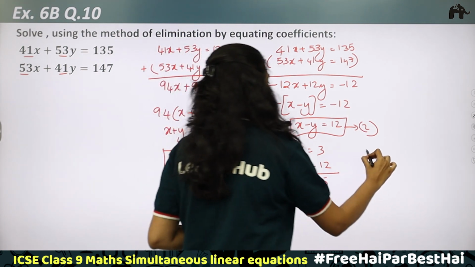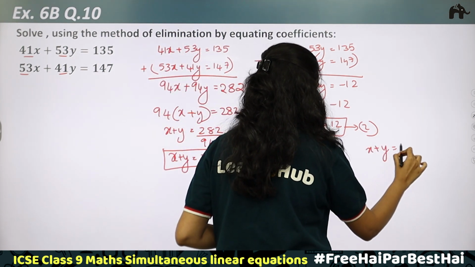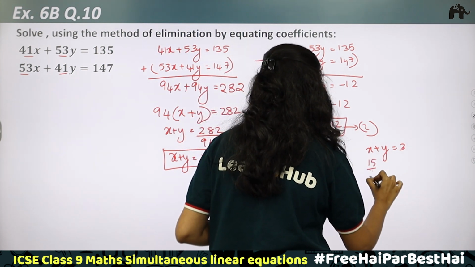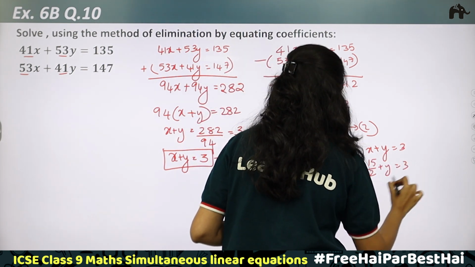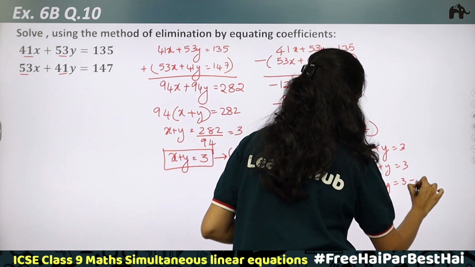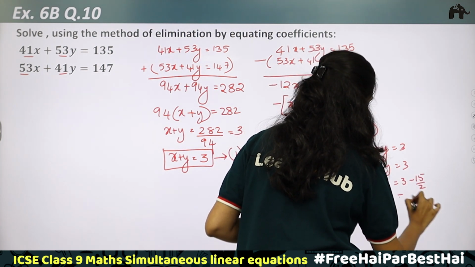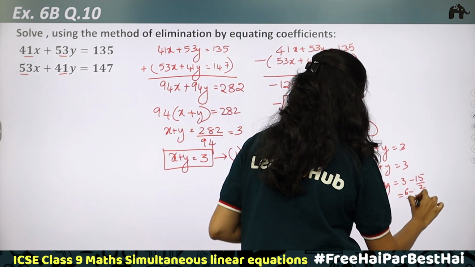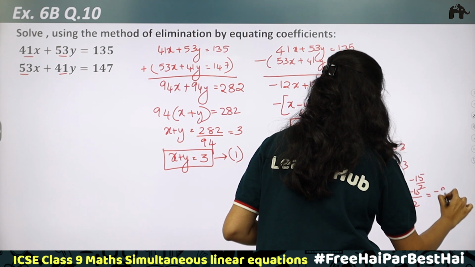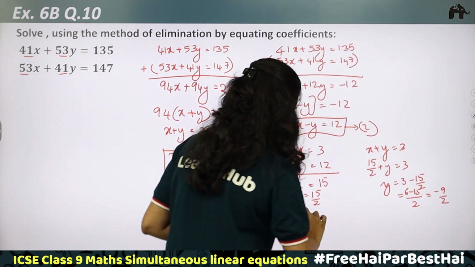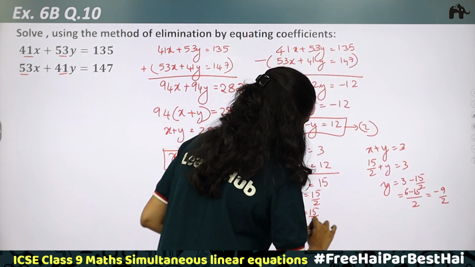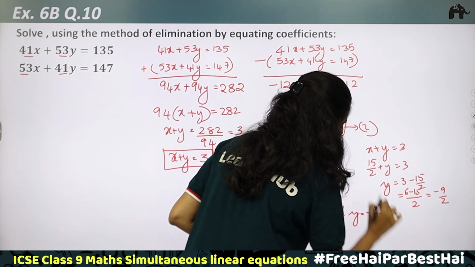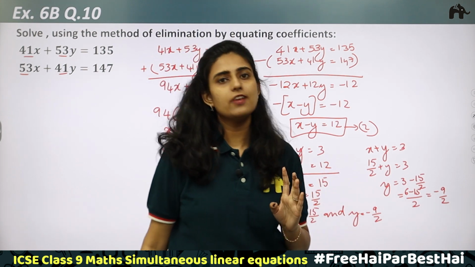x plus y is equal to 3. This is the first equation. x is 15 by 2, plus y is equal to 3, or y is equal to 3 minus 15 divided by 2, with 2 in the denominator. 2 into 3 is 6 minus 15, which is equal to minus 9 by 2. The value of x is 15 by 2 and y is equal to minus 9 divided by 2. These are the values of x and y.